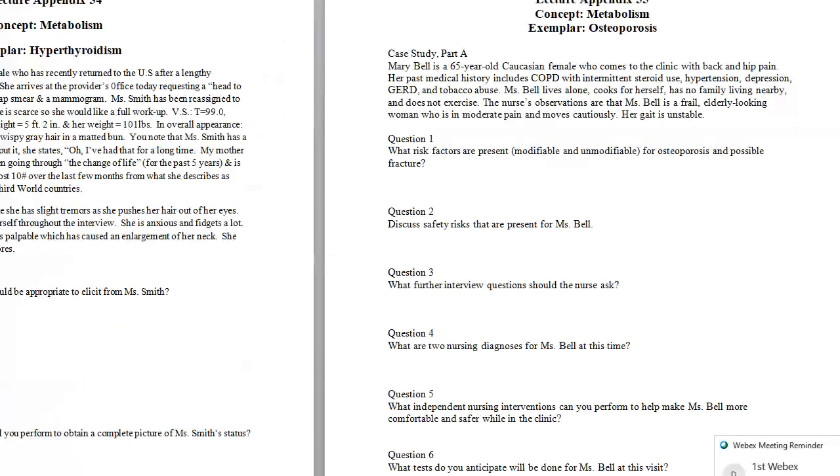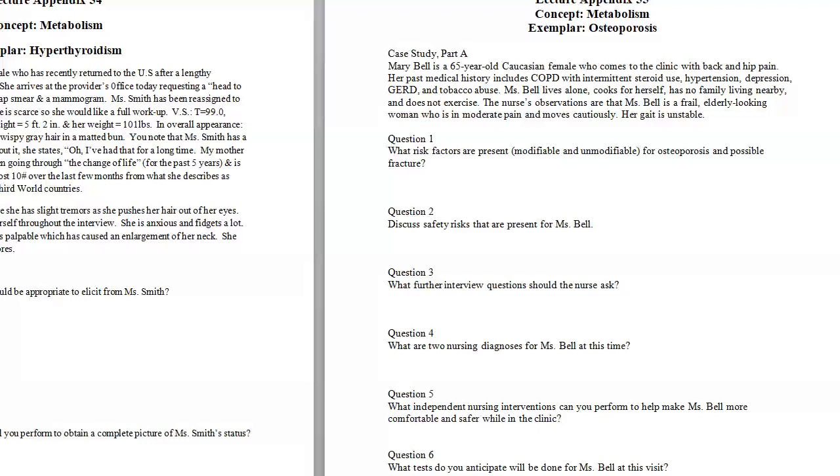So let's look at this Appendix 55 on osteoporosis. Mary Bell is a 65-year-old Caucasian female who comes to the clinic with back and hip pain. Her past medical history includes COPD with intermittent steroid use, hypertension, depression, GERD, and tobacco use. Miss Bell lives alone, cooks for herself, has no family living nearby, and does not exercise. The nurse observes that Miss Bell is a frail, elderly-looking woman who is in moderate pain and moves cautiously. Her gait is unsteady.